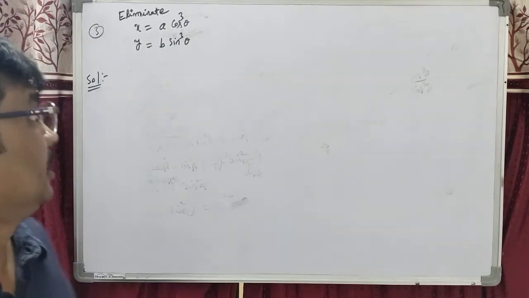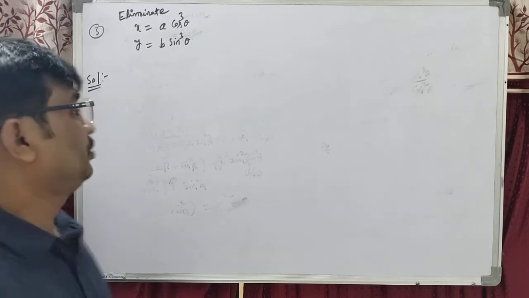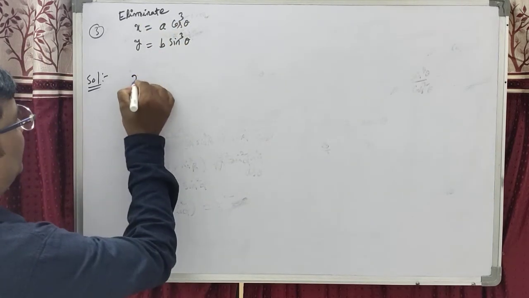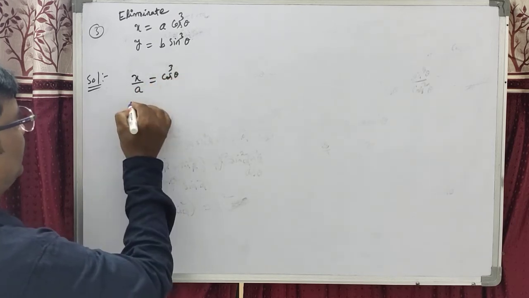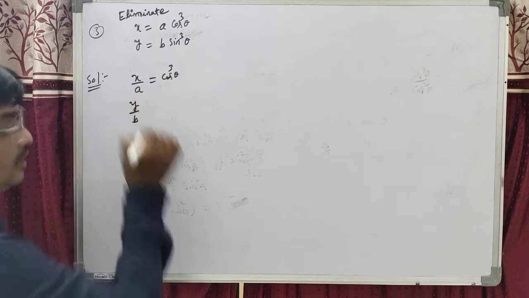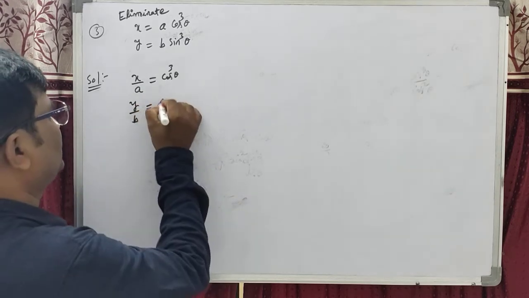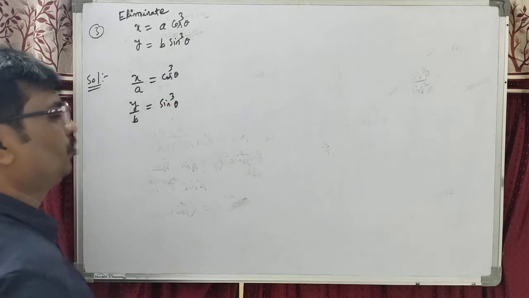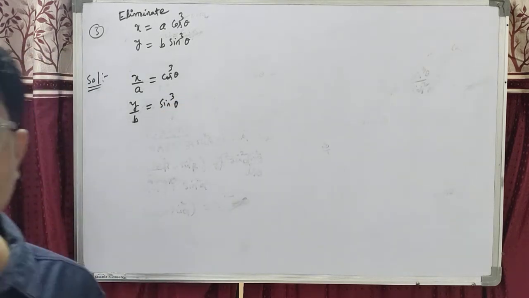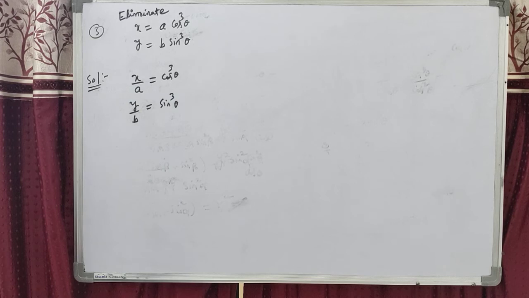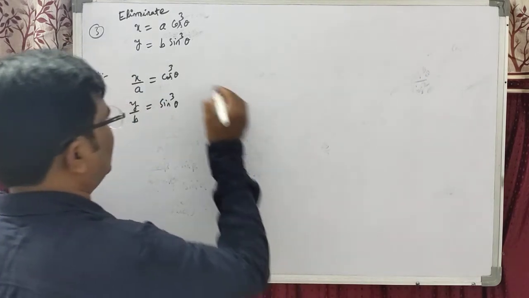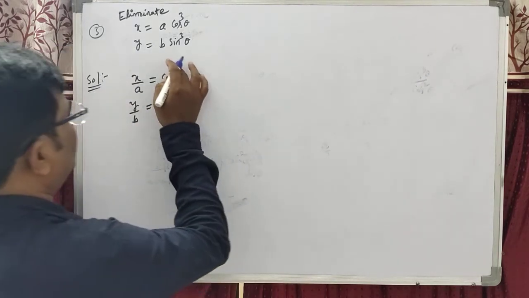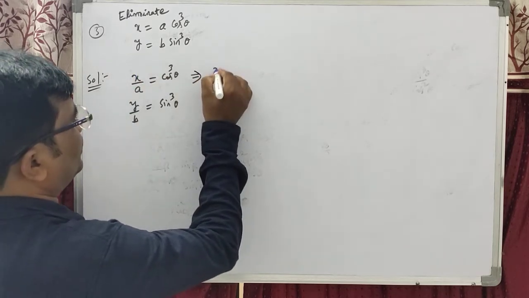Dear students, eliminate theta. First, x equals a cos cube theta, that is, x by a equals cos cube theta. Similarly, y by b is sin cube theta. Dear students, we have to know that cos square theta plus sin square theta equals 1. On both sides we are taking the power 2 by 3.